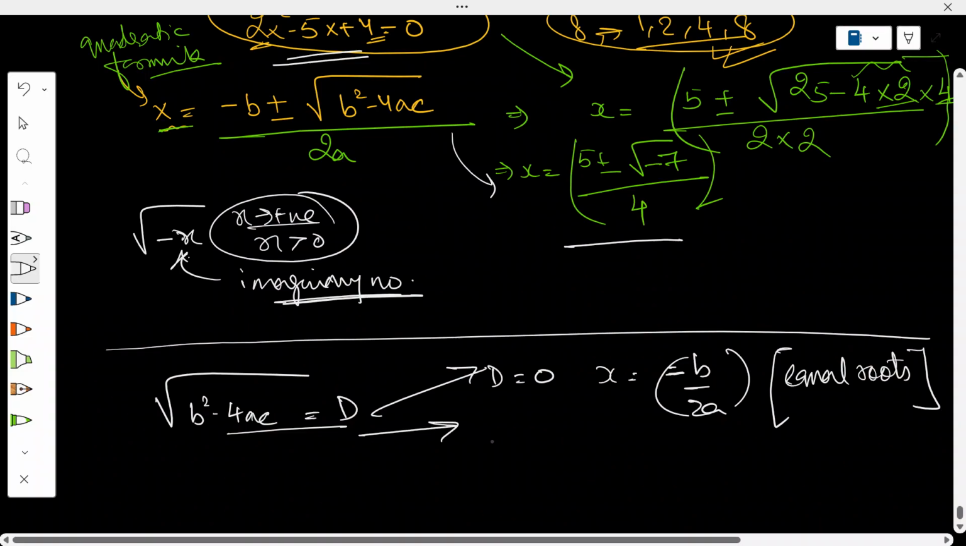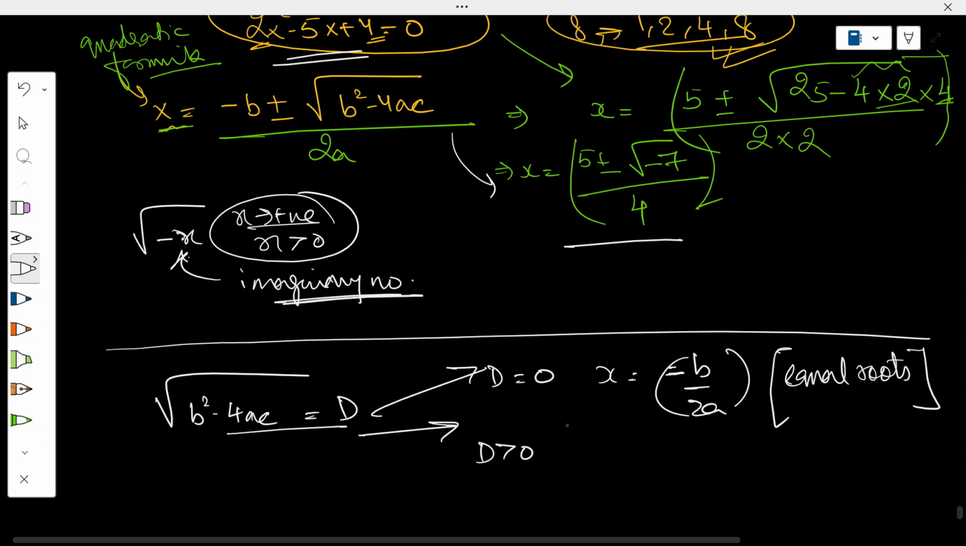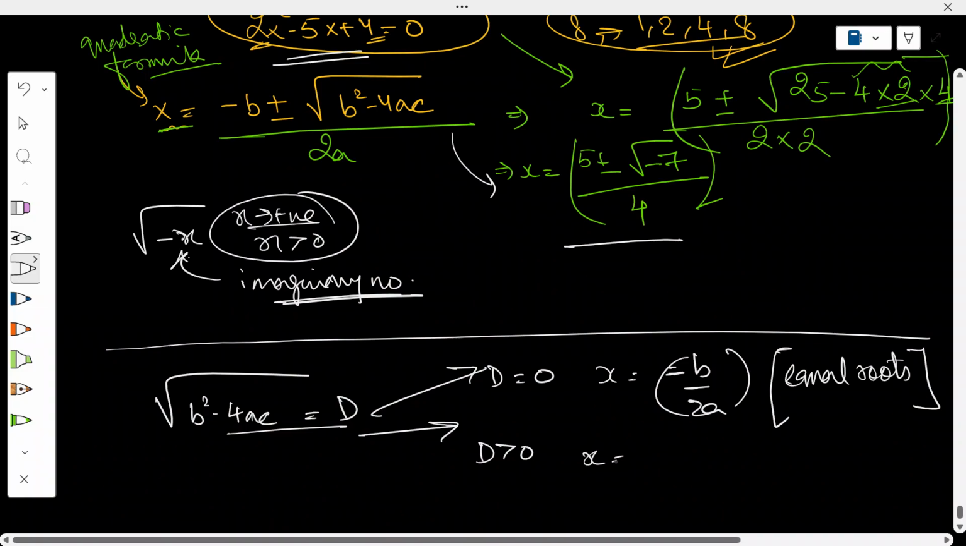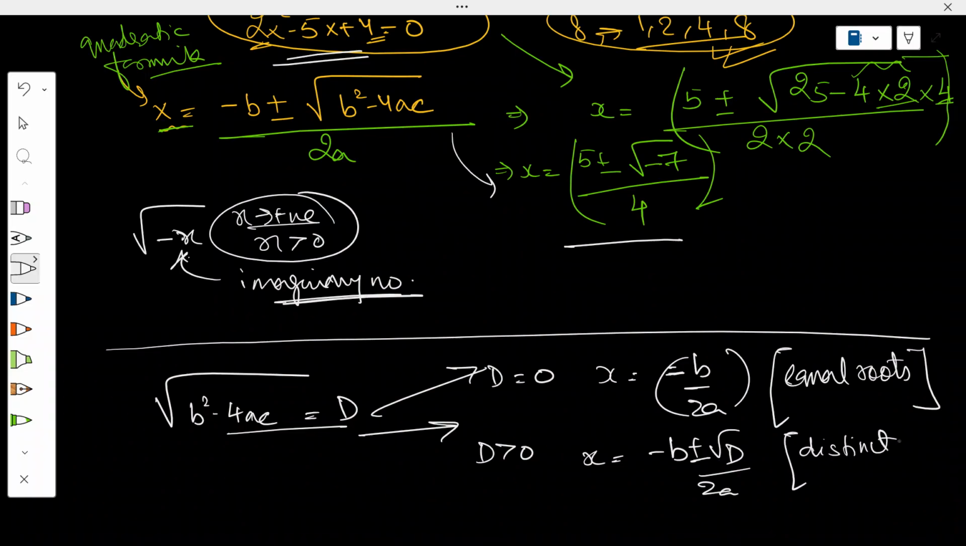The second case is D is greater than 0. Since D is positive, the equation has two distinct roots. So minus b plus or minus under root D by 2a. One of the roots will be minus b plus under root D by 2a and the other root will be minus b minus under root D by 2a. So distinct roots.